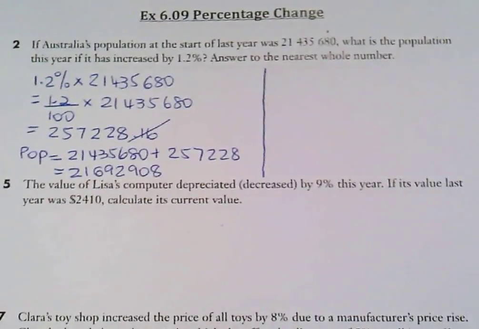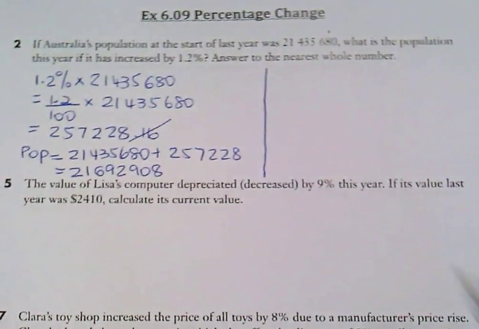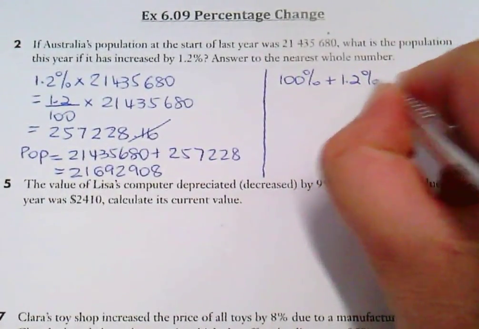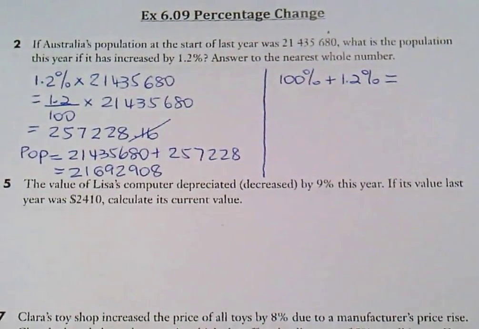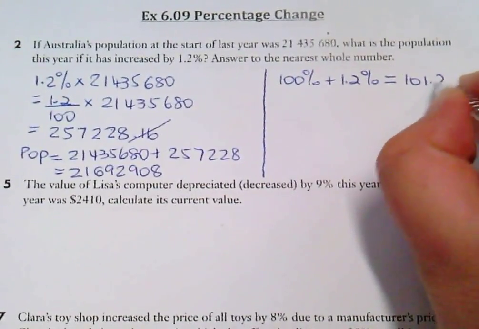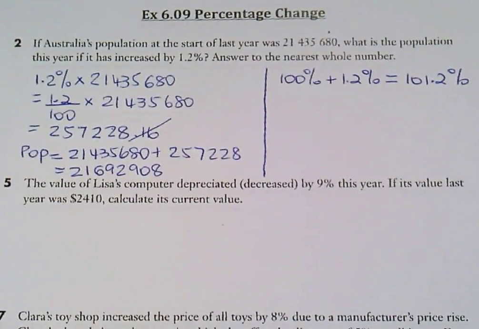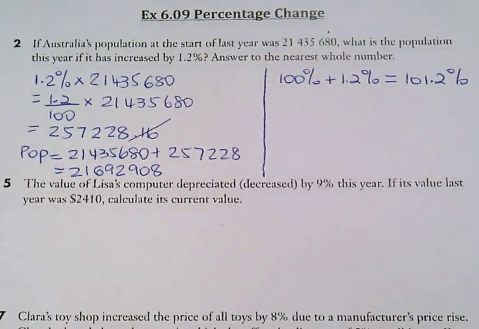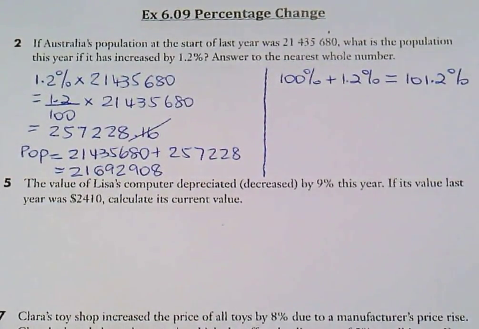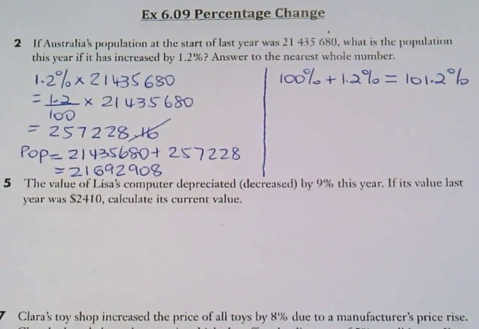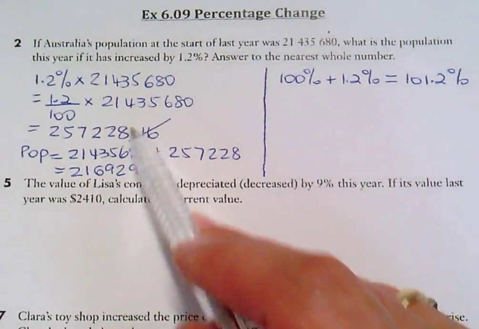If we consider the original population to be 100%, and now the population is increasing by 1.2%, the new population will be 101.2% of the original population. And all we need to do now is multiply one number. And we don't have to get an answer and add it on. I know you've got to add it here. 100 plus 1.2 is 101.2. But it's much easier to add those two numbers than to add these numbers.